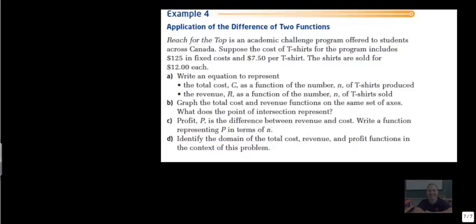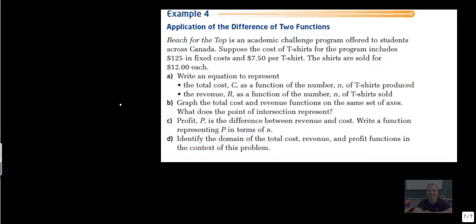I had one other example here I was going to go through with you. We don't do a whole lot of word problems. I assigned some word problems, but let's go over one that is an application of why we are doing this sum and these operations of functions. So in example 4, on page 41 of your textbook, it says, Reach for the Top is an academic challenge program offered to students across Canada. Suppose the cost of t-shirts for the program includes a $125 fixed cost and $7.50 per t-shirt. The t-shirts are sold for $12 each.